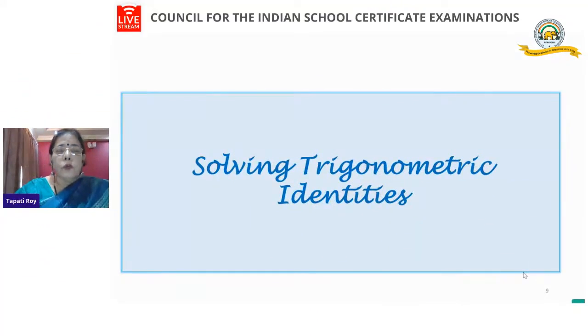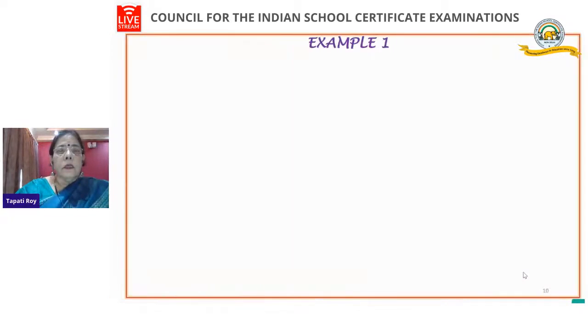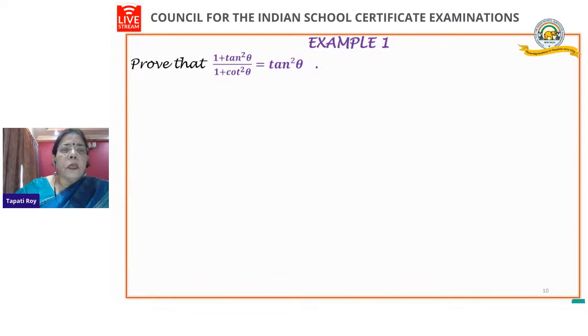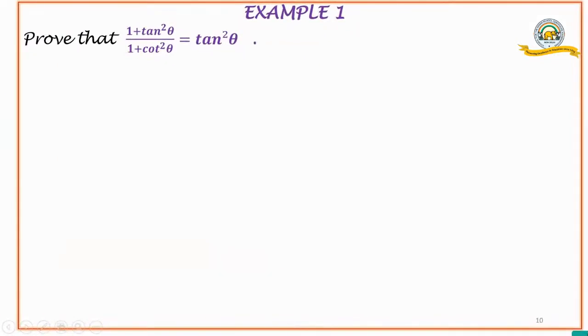Now we are going on to solving the trigonometric identities. Sum number 1, Example 1. Look at the sum. We have both the left hand side and the right hand side. 1 over 1 plus tan square theta, plus 1 over 1 plus cot square theta, equal to tan square theta. Now see here, the right hand side looks simpler because it's only one term. So we are going to start with the left hand side.